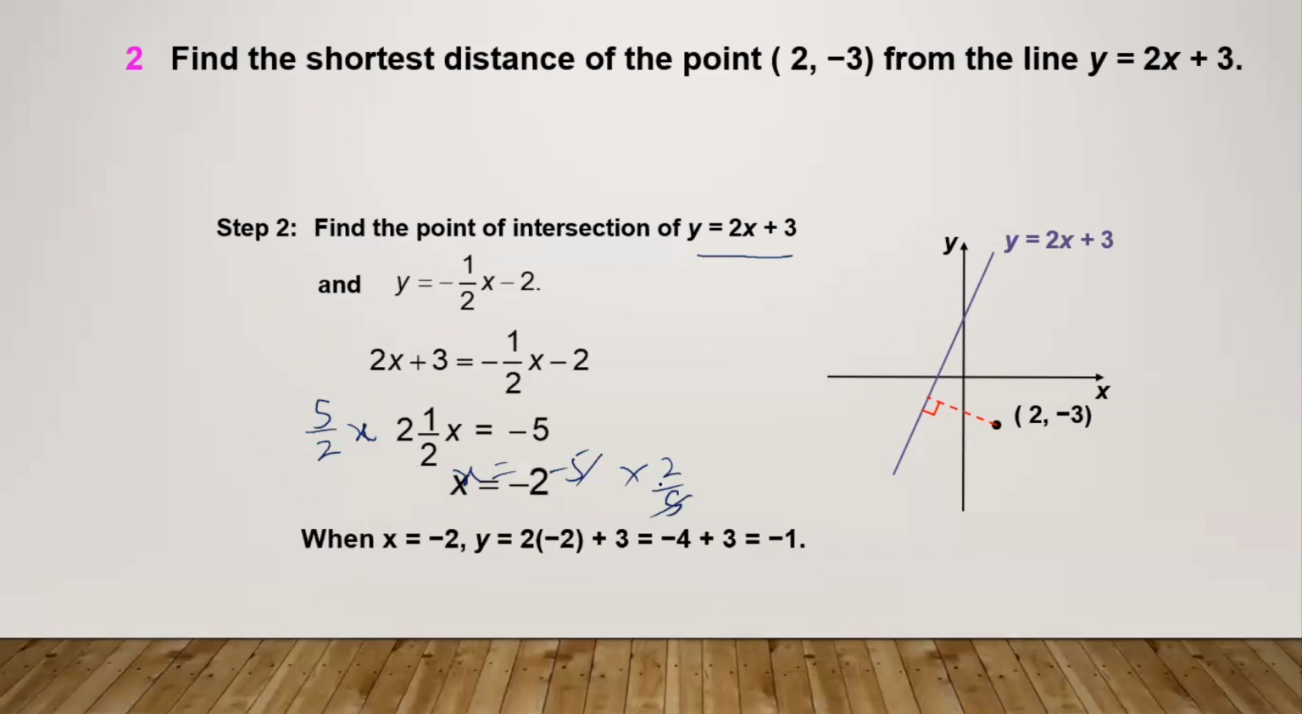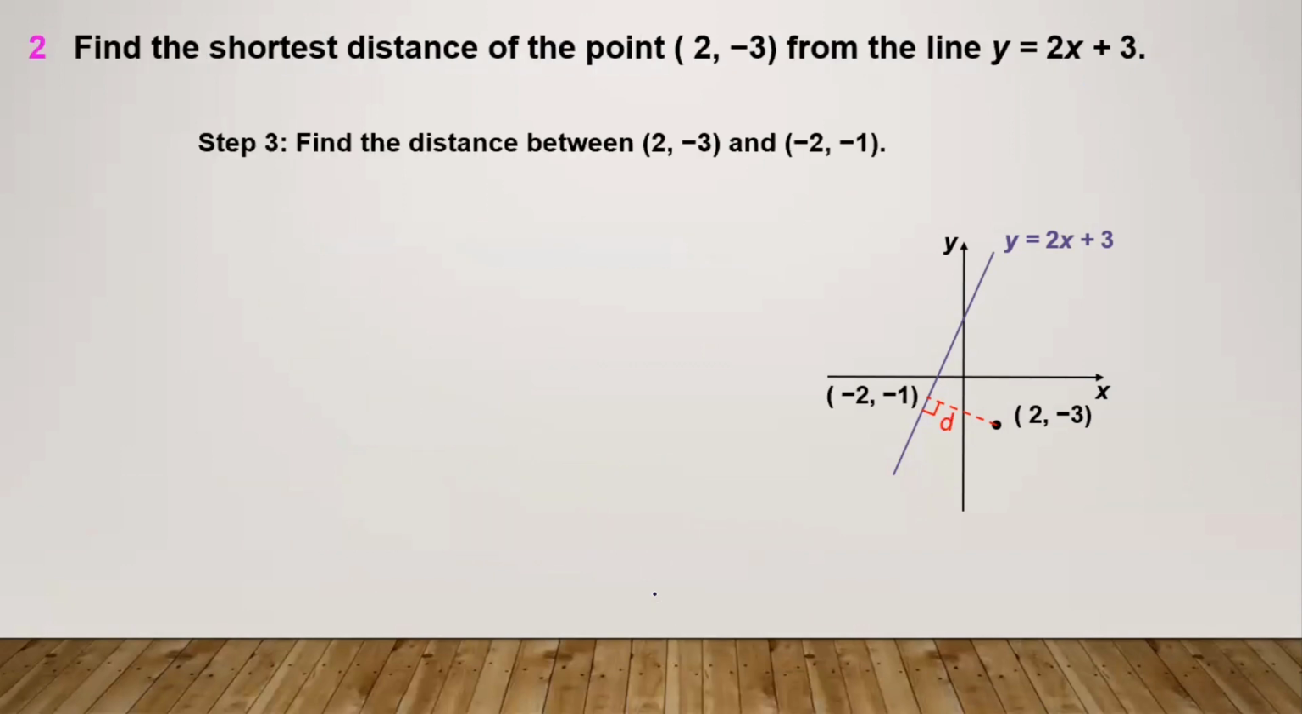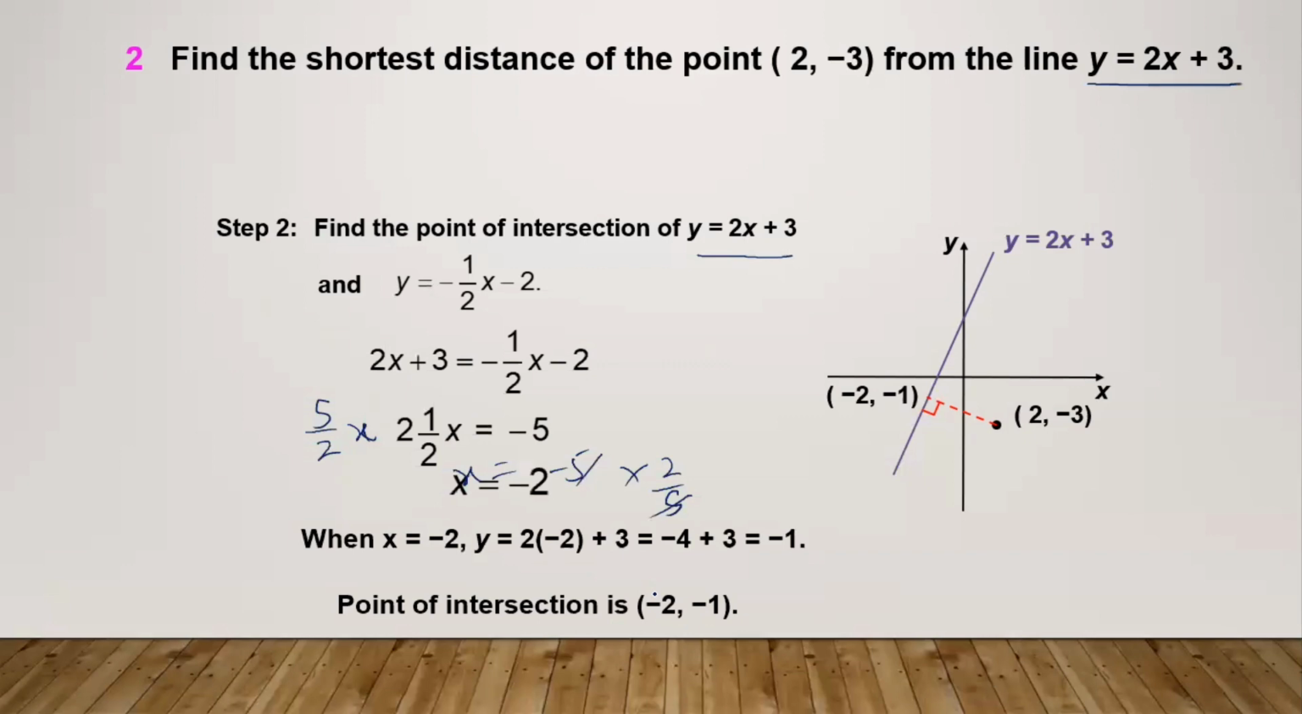Now substituting this value of x as -2 in the given equation of a line, you get 2 times -2 + 3. 2 times -2 is -4, plus 3, which is -1. So the point of intersection is (-2, -1). The point of intersection of these lines is (-2, -1).